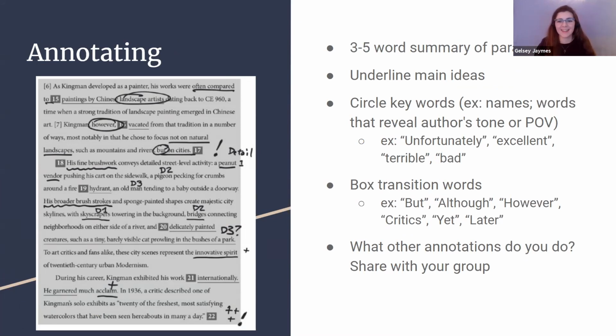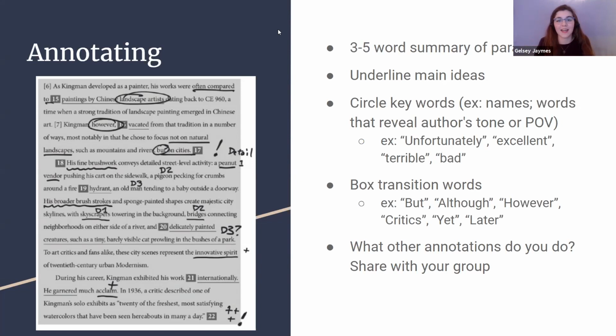So basically annotating is just really marking up the text in a way that makes sense to you and that is beneficial to you, that really helps you focus on the material and to highlight the main ideas and words, and to also jot down your thoughts as you're reading so you can come back to them later and come back to them also when you're trying to answer the questions for the SAT. So for annotating, some strategies are to write a 3 to 5 word summary of the paragraph, just so you know what it talks about, and again, so you can reference it when you're answering questions.